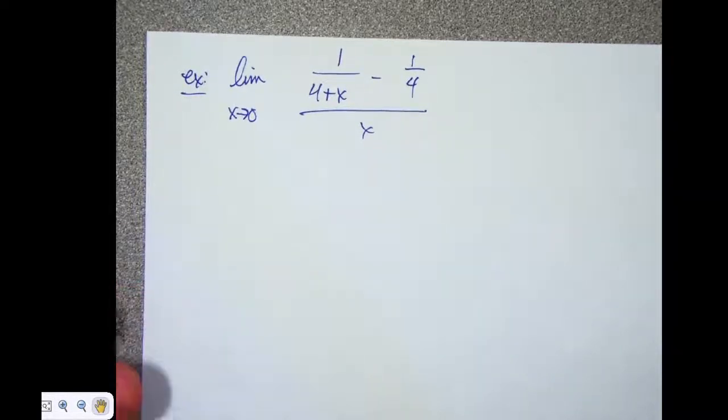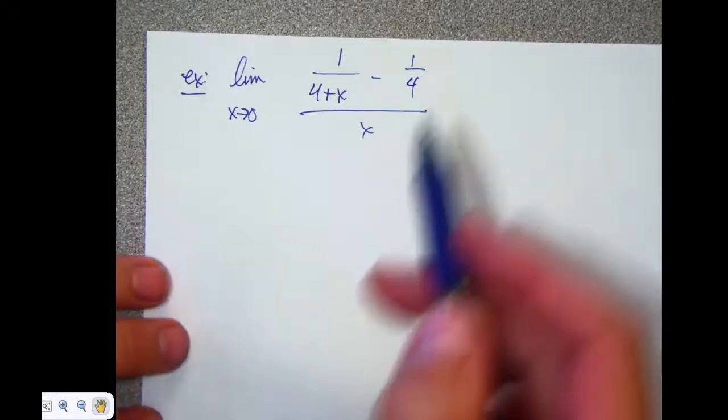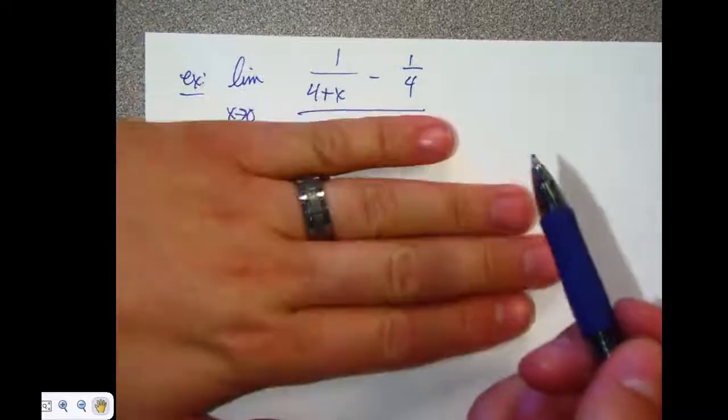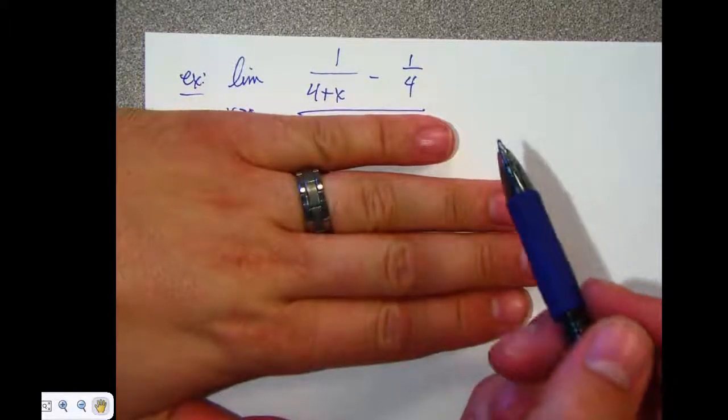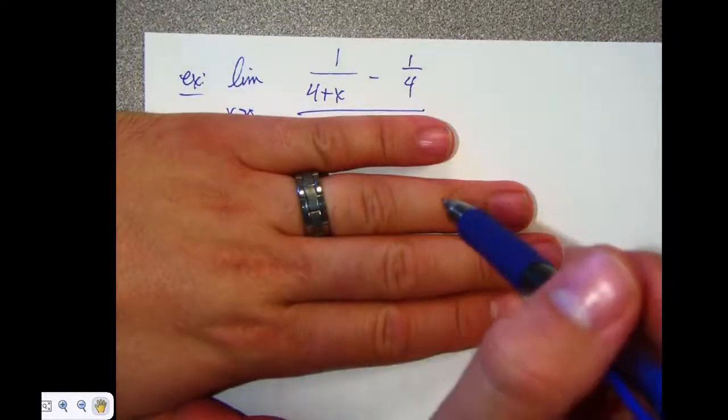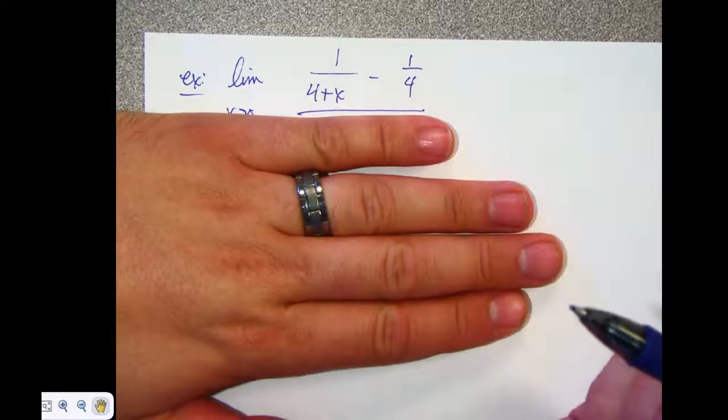Okay, so I got this fraction on top of a fraction, right? So your common denominator is going to be, we're going to forget the x at the bottom, we're just going to look at the top. Your common denominator is going to be the 4 plus x times the 4. See where I'm getting that from?